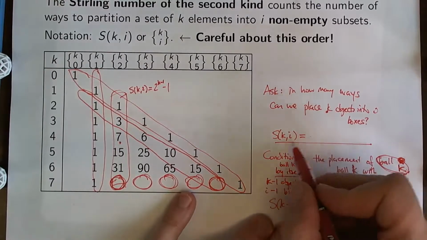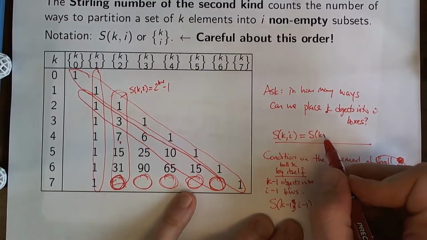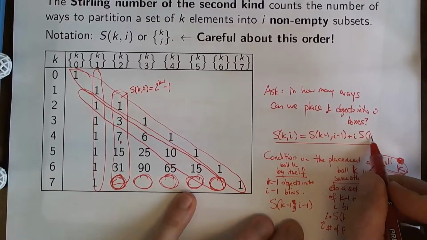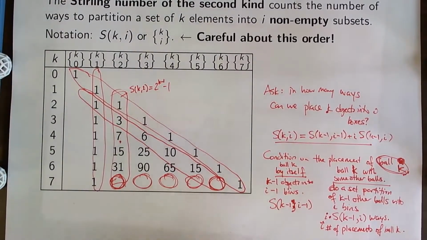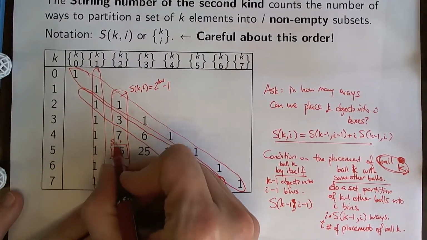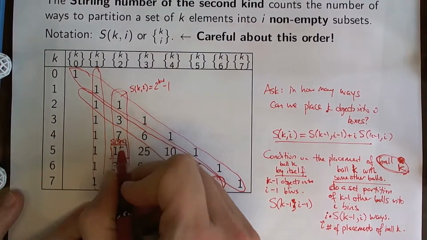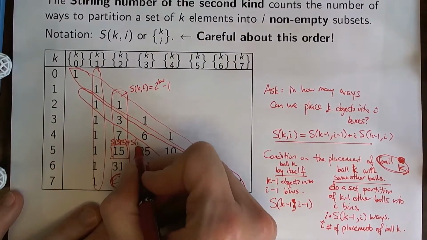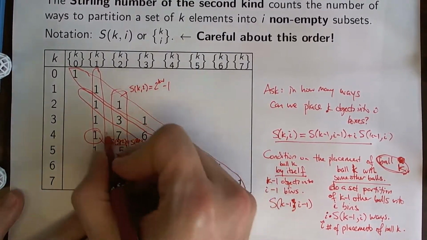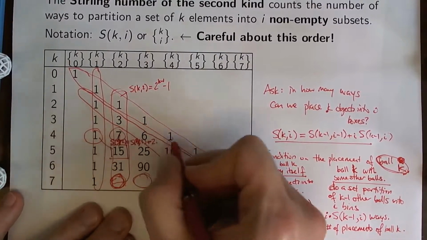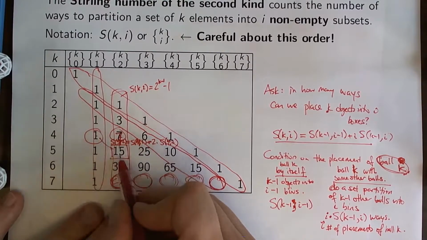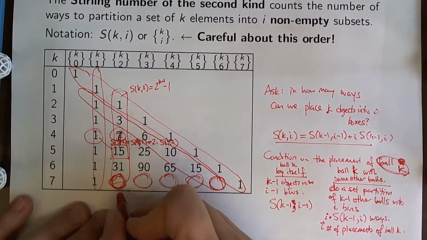So this gives the recurrence relation S sub k,i is equal to S sub k minus 1, i minus 1, plus i times S sub k minus 1, i. All right, we can check that. Let's check that. This is S sub 5 comma 2, and we're saying that's going to be S sub 4 comma 1 plus 2 times S sub 4 comma 2. So 2 times 7 is 14 plus 1 is 15. All right, let's fill in the other places.